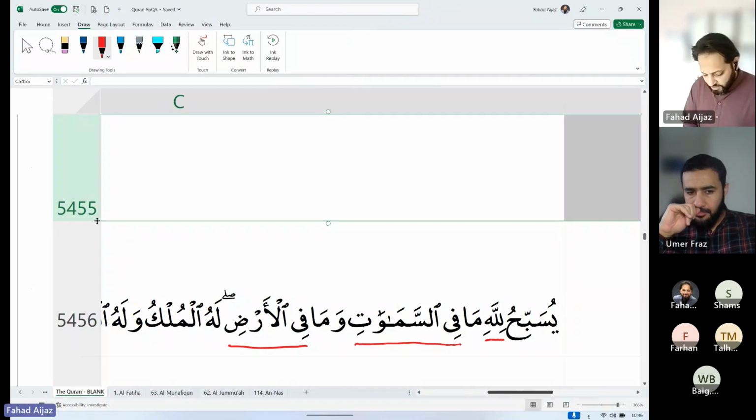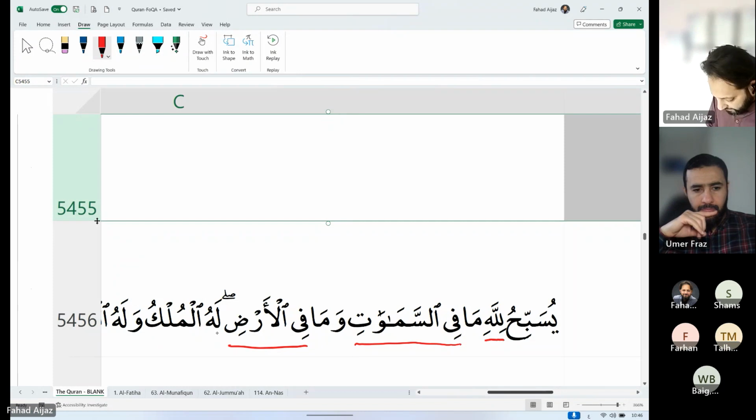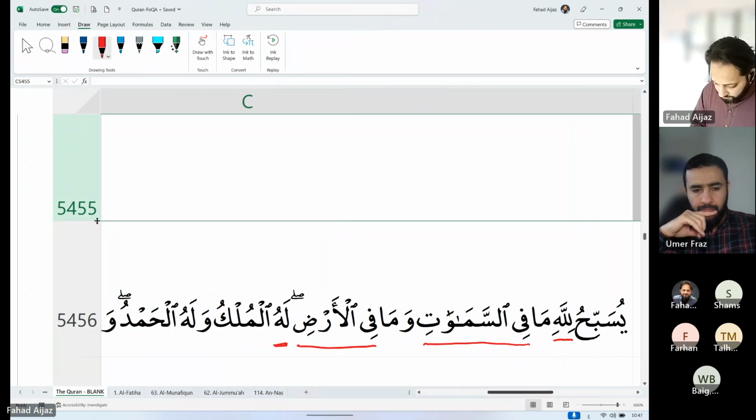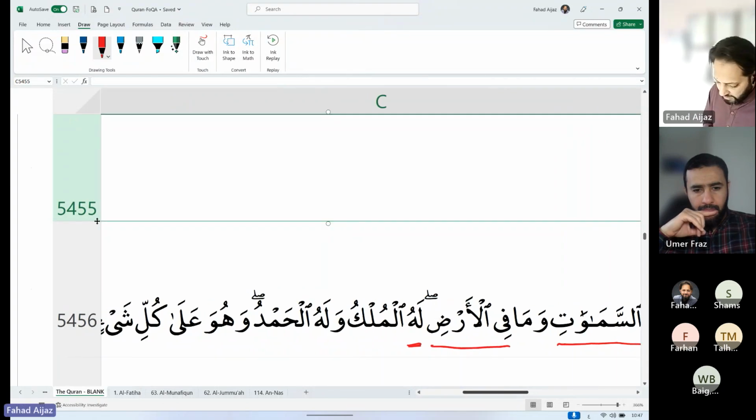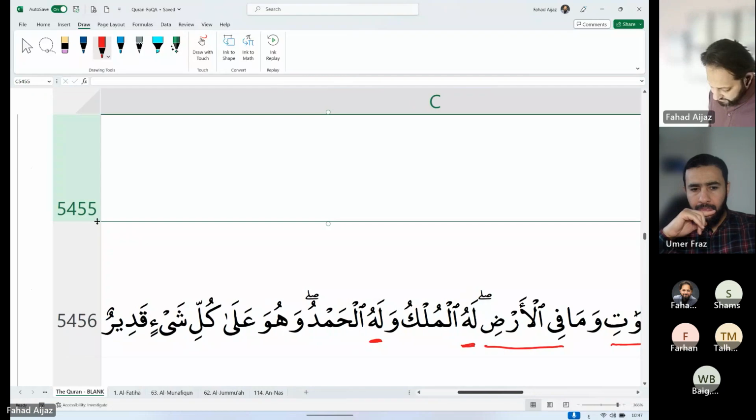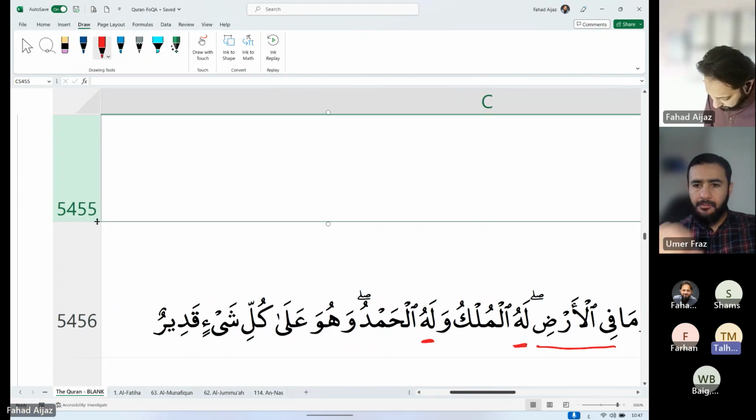Lahul mulku. Lahu. Walahu alhamdu. Lahu again. Wahuwa ala kulli shay'in qadir. Anything, guys? Ala. Ala kulli shay'in qadir.